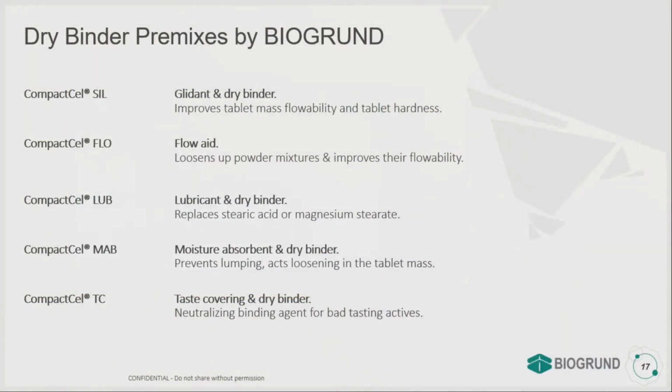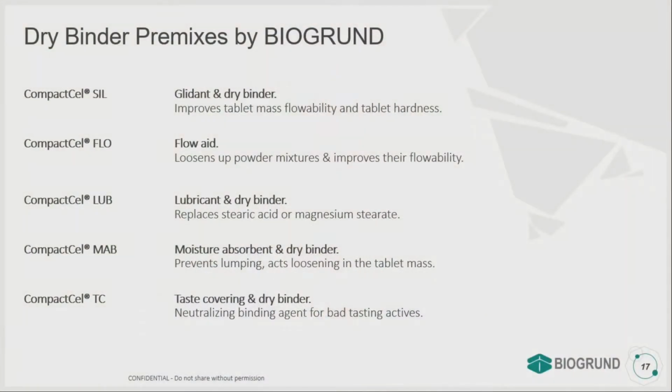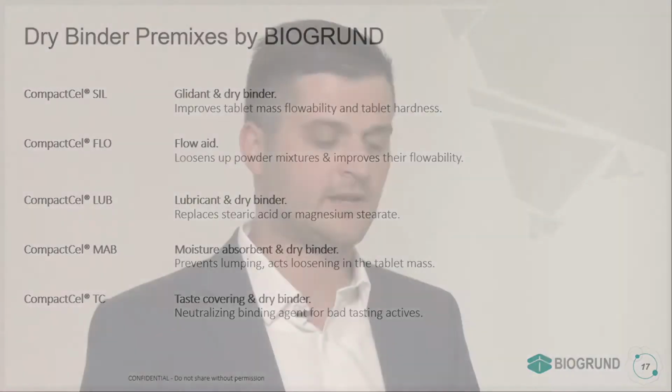Let us take a closer look at the functional binder premixes. They differ in the capital letter at the end, which gives you already a little bit of an idea about the function. The first one is Compact Cell SIL, which is a disintegrant and tri-binder. Compact Cell FLOW just improves the flowability and loosens up powder mixtures. Compact Cell LOOP is a lubricant and tri-binder and could also replace magnesium stearate, for instance.